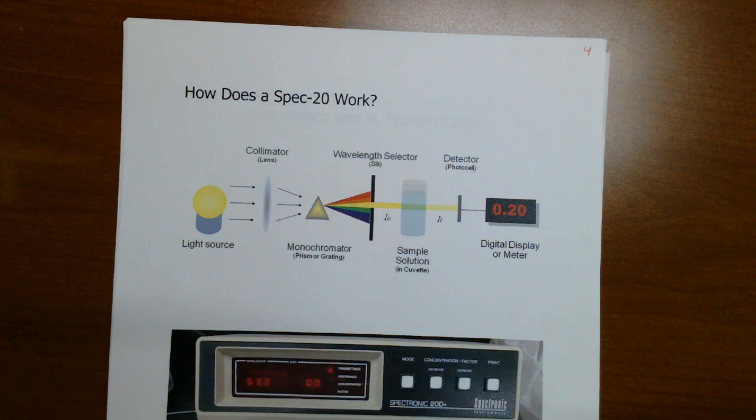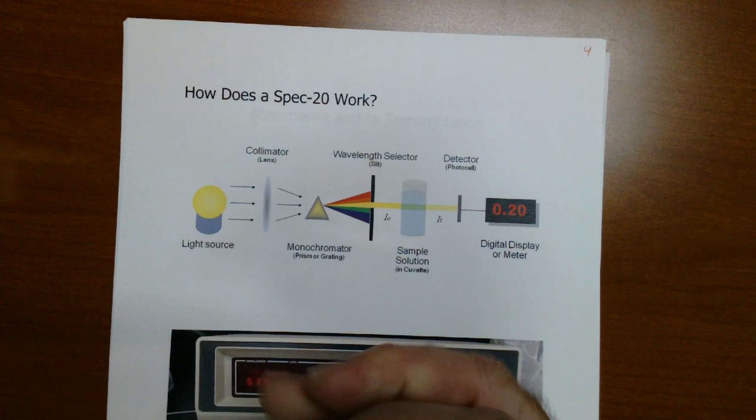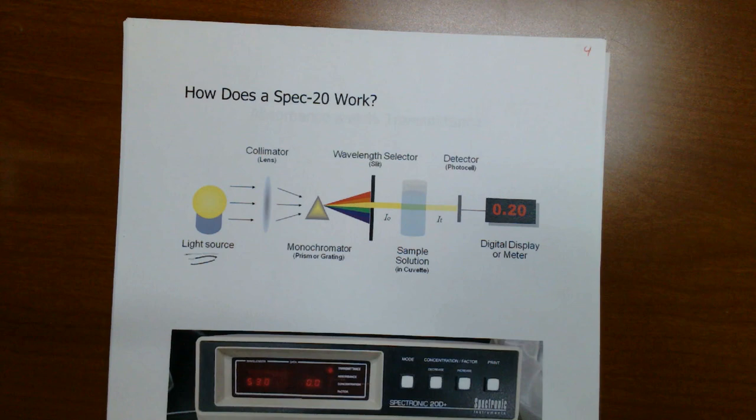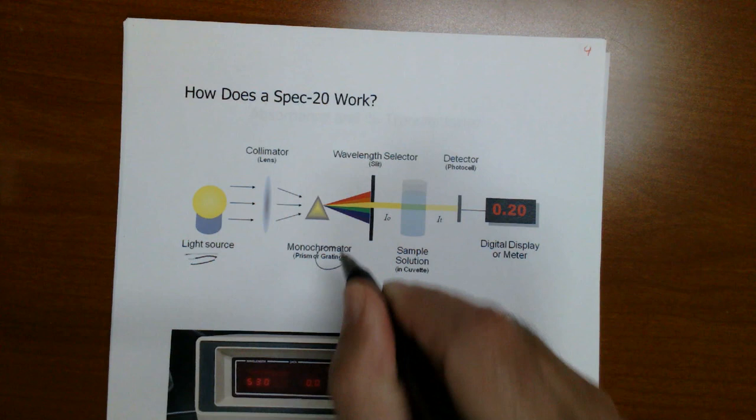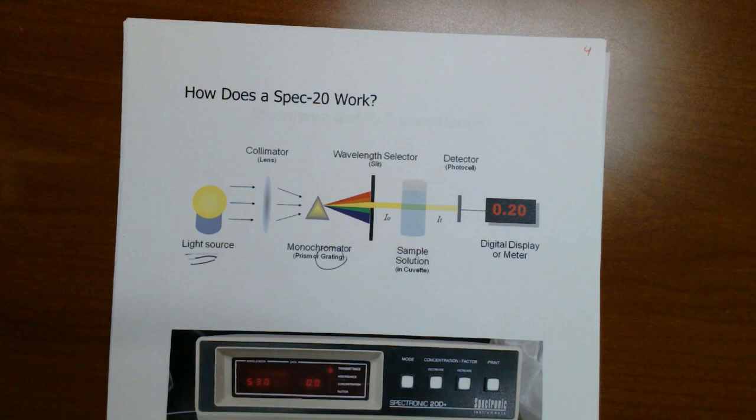But essentially, the way the SPECT-20 works is that we've got a light source. And it's an incandescent light source, so it actually emits all wavelengths of light. And then we have a prism, or a grating, actually in our case it'll be a diffraction grating, that's going to be used to select the particular wavelength, okay? Now the aspirin that we're testing is going to form a purple-colored solution.